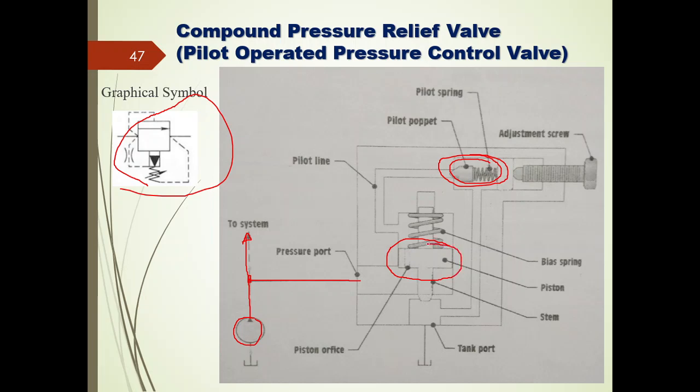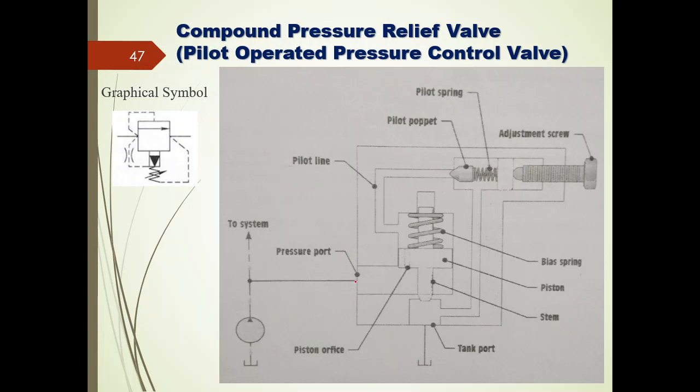So this piston consists of an orifice here. With the help of this orifice, the fluid can move from the lower end of the piston to the upper end of the piston, right? So let us see how it will work.